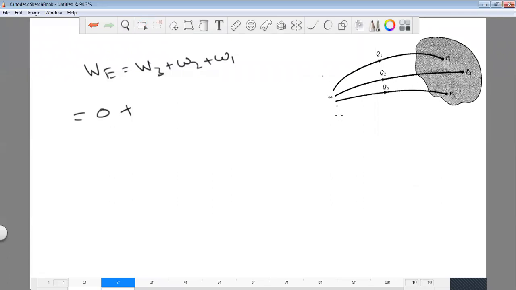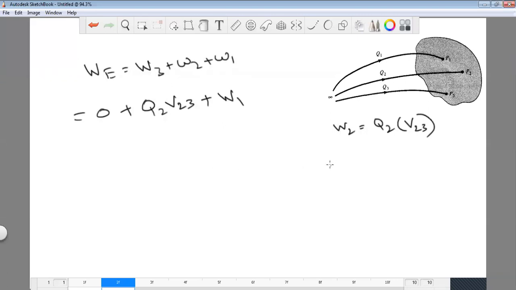So to move the point charge Q2, that is W2. Q2 into V23, because point charge Q3 is already present in the static electric field. Due to the charge Q3, there is some opposition for charge Q2. So it becomes Q2 V23, plus W1.